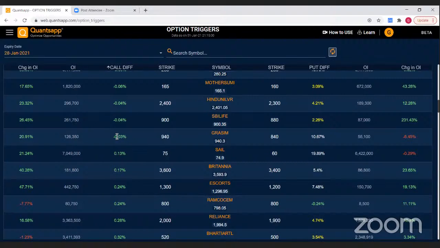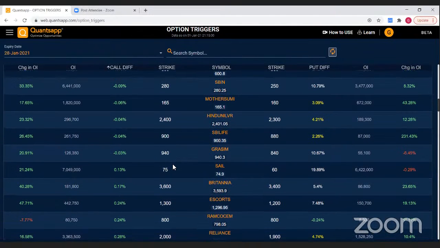If you see a negative here, it means that the future price of this particular stock is trading above the highest call option. And if I say normal, it means the highest call is at 75 and Sail is trading at 74.9, which indicates that the symbol is trading below the highest call. Now we are more interested and forward looking towards the change in the OI at that particular point.